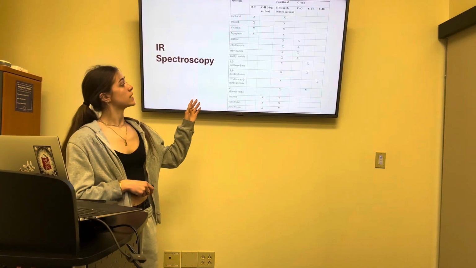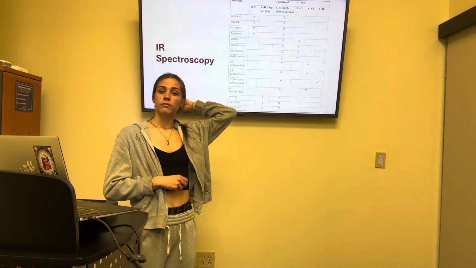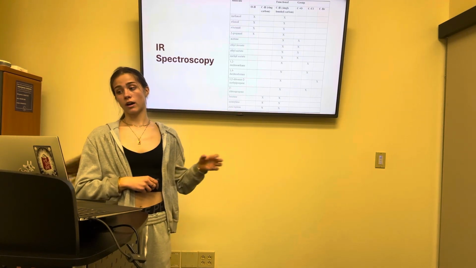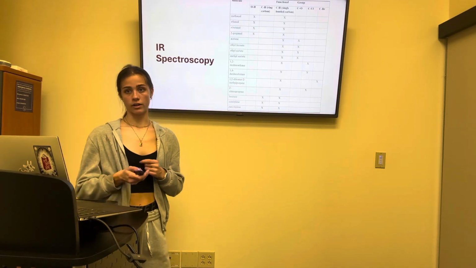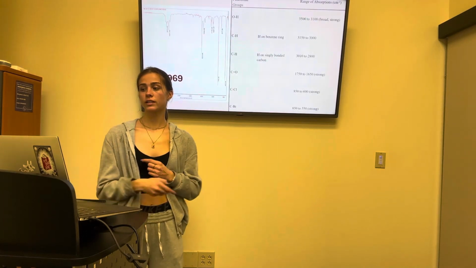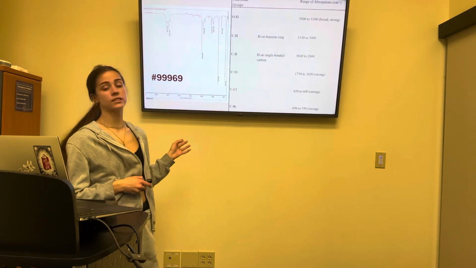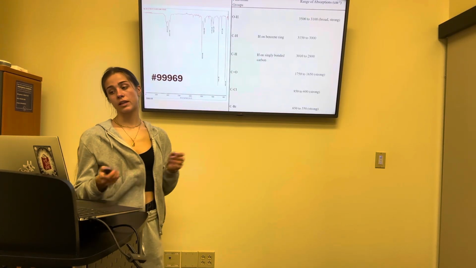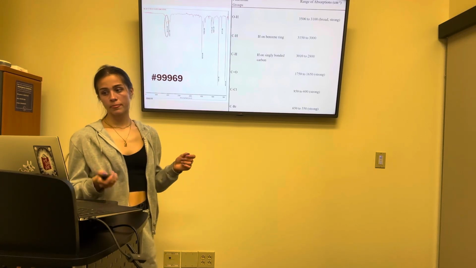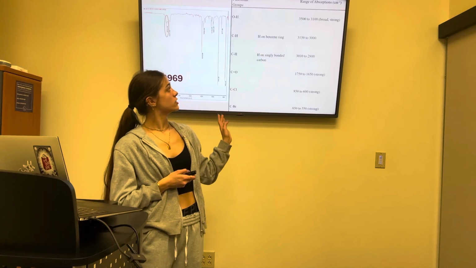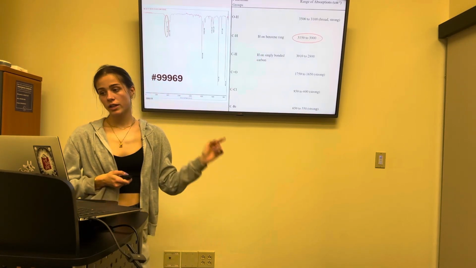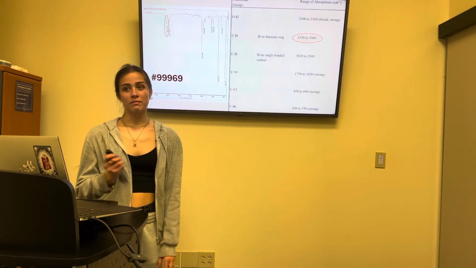Each X represents the presence of a certain functional group in the corresponding compound, and should therefore have a peak or a dip in that region on the IR chart. So looking at the IR spectrum for sample 99969, we were able to see that there's a peak at 3019, which falls into the 3,150 to 3,000 range, indicating the presence of CH in benzene form.